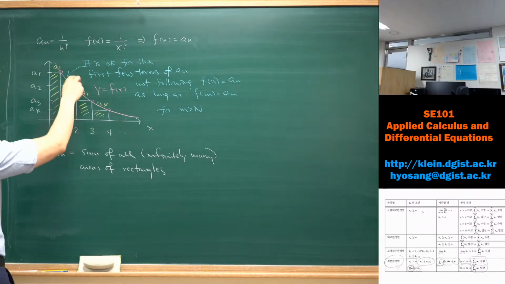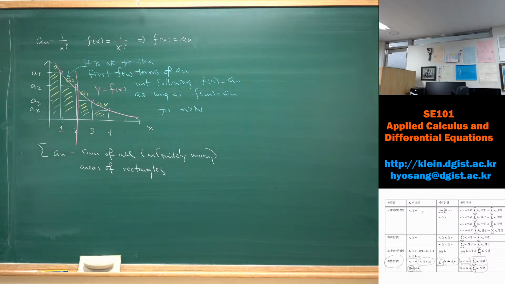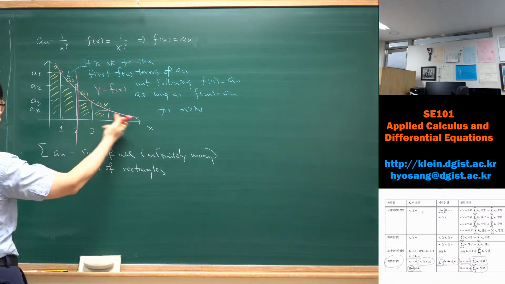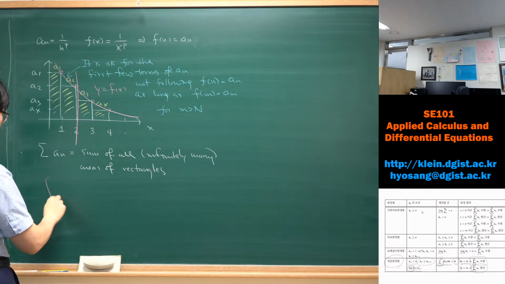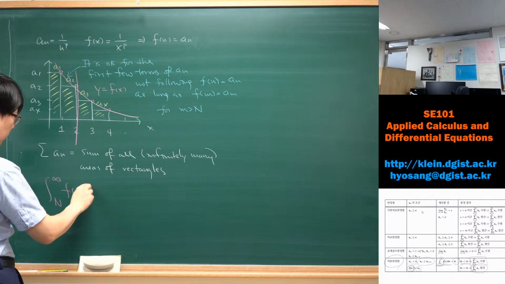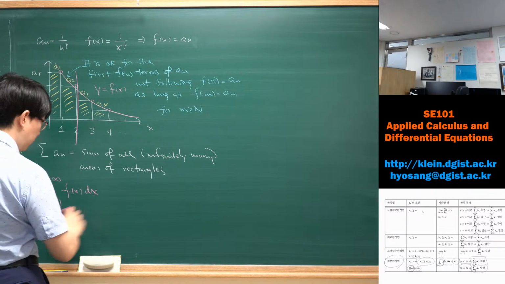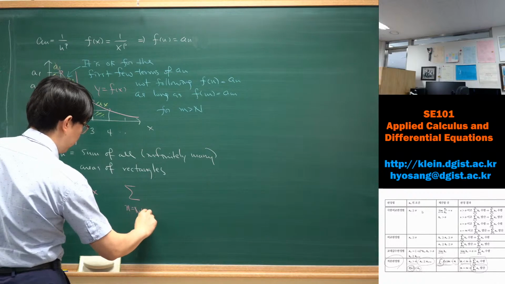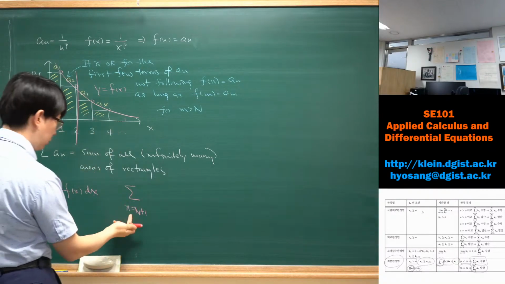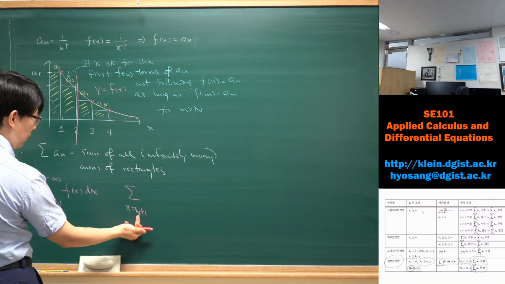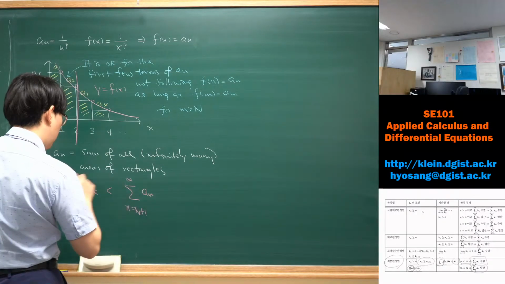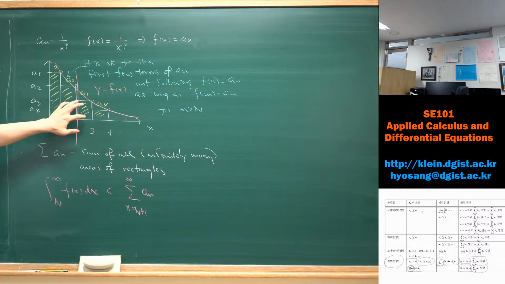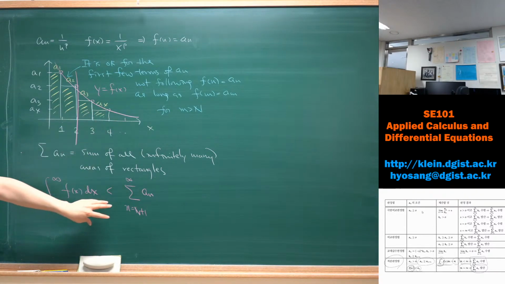So let's cut here and let's compare the area under the graph, which is the integral from N to infinity of f of x dx, and the sum of the rectangles. So here you have N plus 1. I choose 2, so it's going to be adding the sequence from N plus 1 of a_n. So you see that if I take the rectangular area like this one, then the area under the curve is always bigger than the sum of rectangles. So we have this inequality.